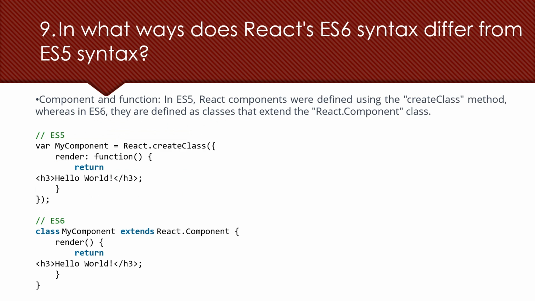So the third syntax difference between ES5 and ES6 is related to the component and function. In ES5, React components were defined using the createClass method, whereas in ES6, they are defined as classes extending the React.Component class. So if we check ES5, first we define a variable MyComponent equal to React.createClass, and this is my JSX. Whereas in ES6, we have a class component which extends the React.Component class, with the same output and this JSX. This is the difference.